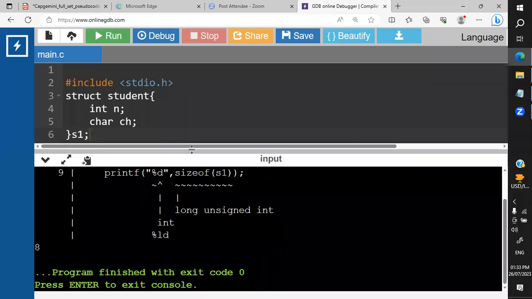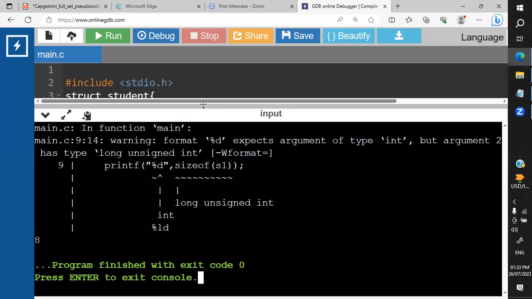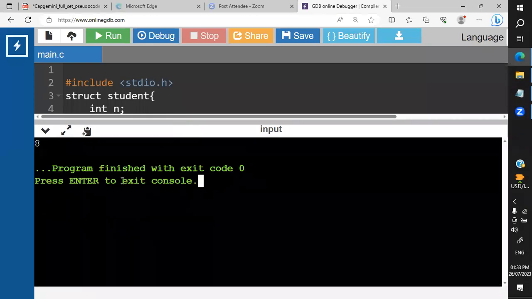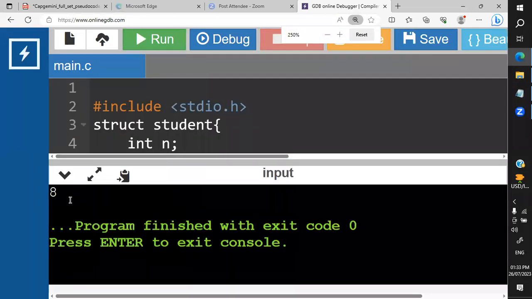What is there, is something wrong? Okay. No problem. That's a warning. What is the output you are getting? You are able to see that 8 is the output. If you use percent ld, you will get it properly. Just see that. What's the output you are able to get? I hope it's visible to you all. 8 is the output. Why?